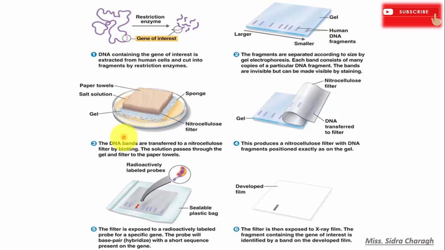In the next step, the DNA bands from the gel are transferred to a nitrocellulose membrane by blotting, and the solution passes through the gel and filter to the paper towel. This produces a nitrocellulose filter with DNA fragments positioned exactly as on the gel. Then we expose the filter to a radioactively labeled probe for a specific gene, and this probe will base pair or hybridize with a short sequence present on the gene. Then the filter is exposed to X-ray film.